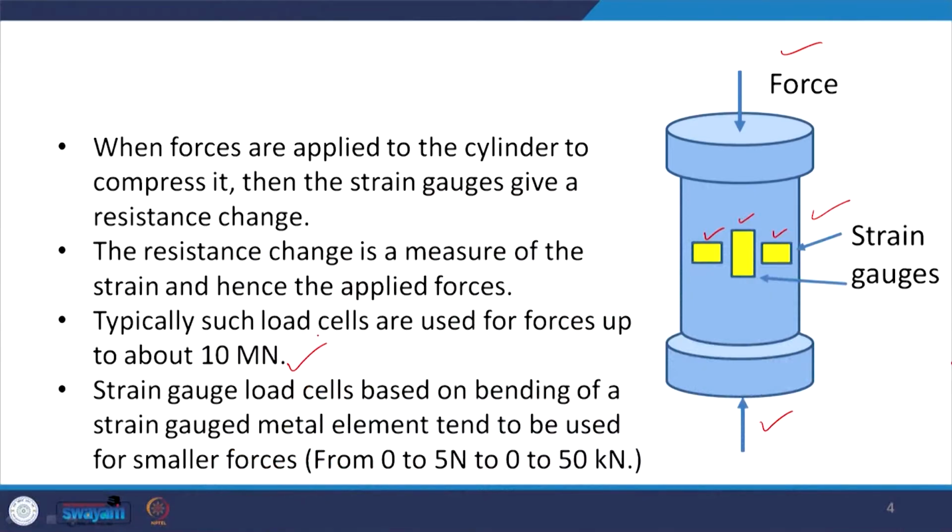As you can see here, strain gauges which are based on the concept of the bending of an element can also be used to measure smaller forces, say 0 to 5 newton to say 0 to 50 kilonewton. So, in this range you can use the strain gauges which are put on an element which bends. Next, let us see the measurement of the fluid pressure.